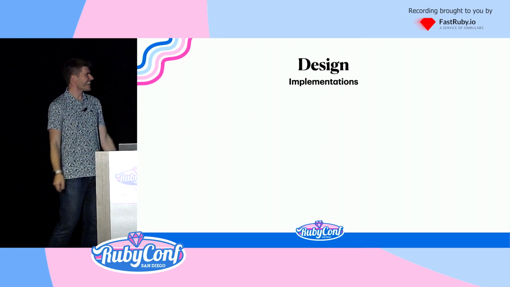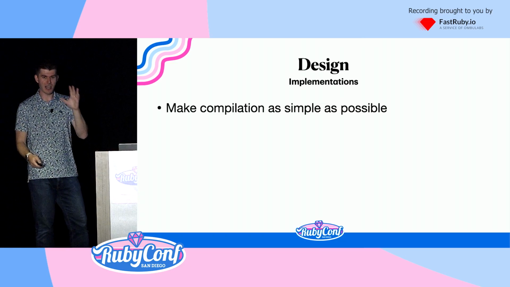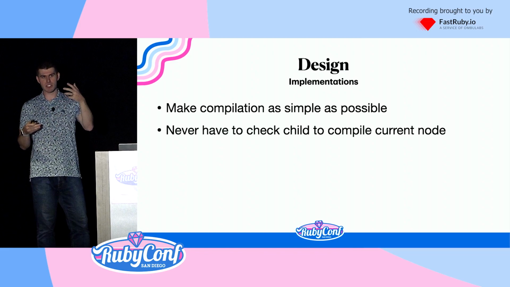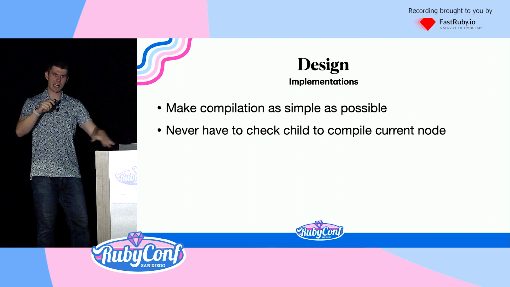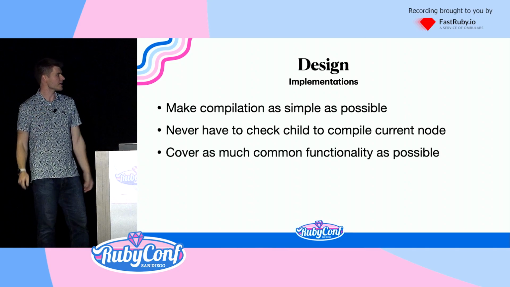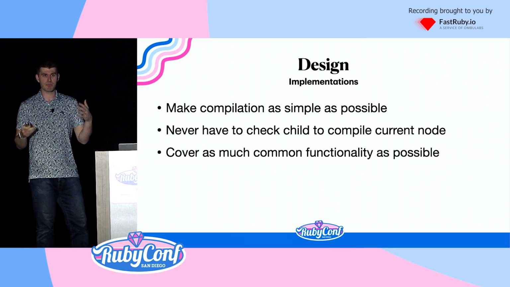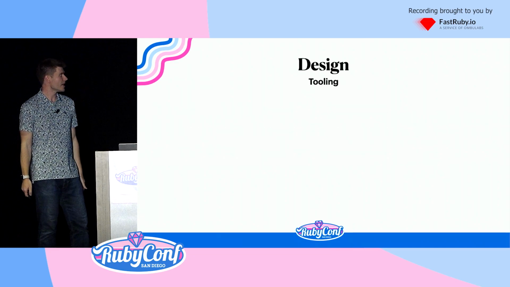Anyway, designing for Ruby implementations means making compilation as simple as possible. We wanted to never have to check a child node, as I just mentioned with the assign node. You don't want to have to go further down the tree to understand what you're currently compiling. And we wanted to cover as much common functionality as possible. We wanted to provide all of the benefit to all of the runtimes at the same time.